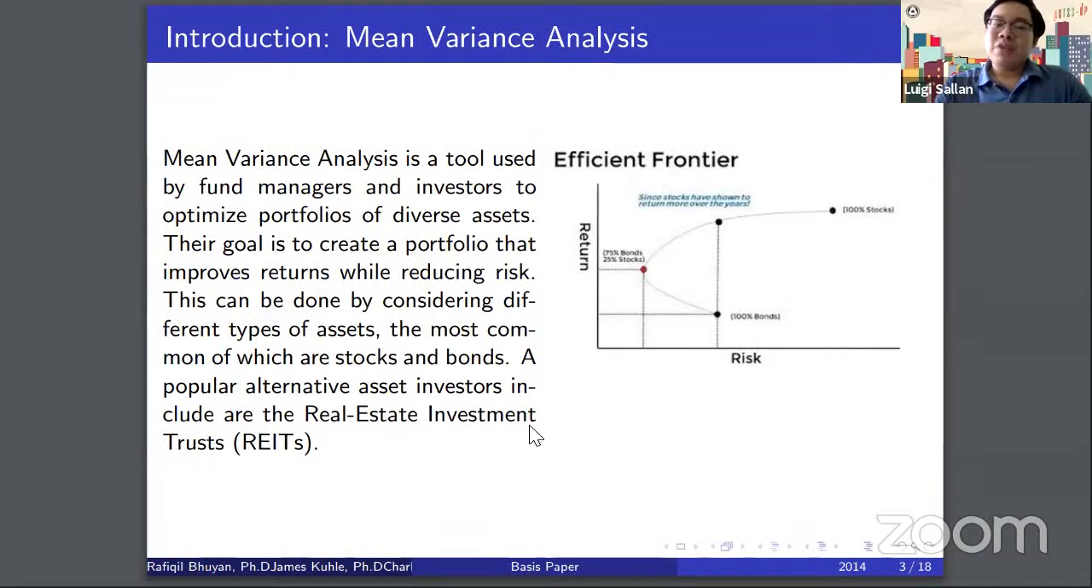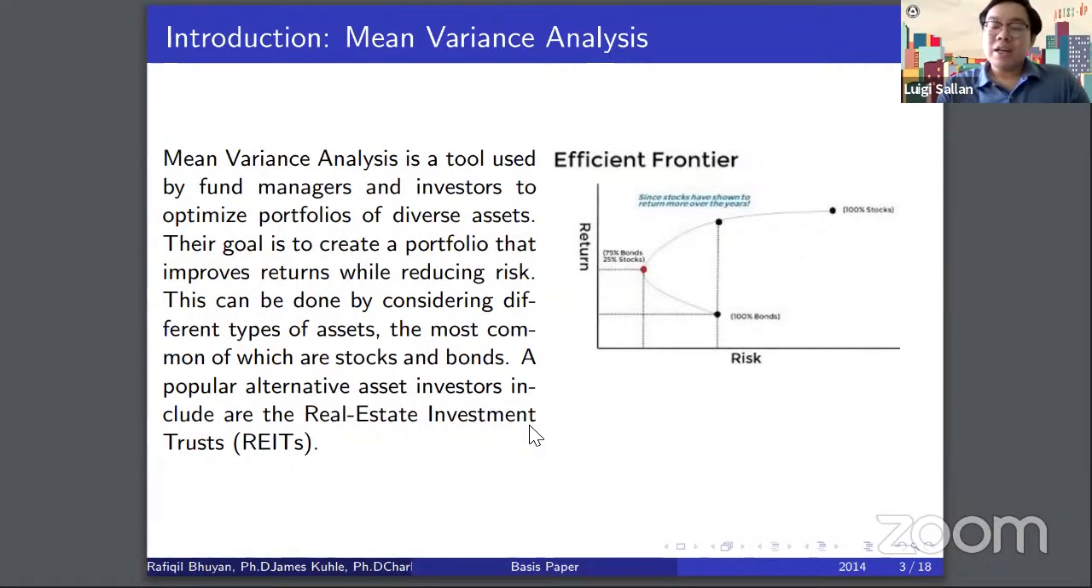So we first begin with mean variance analysis. It's a tool used by fund managers and investors to optimize portfolios of diverse assets. Their goal is to create a portfolio that improves return while reducing risk. So for a given level of risk, you could maximize your return, or for a given level of return, you would want to minimize your risk. And this can be done by considering different types of assets, the most common of which are stocks and bonds.